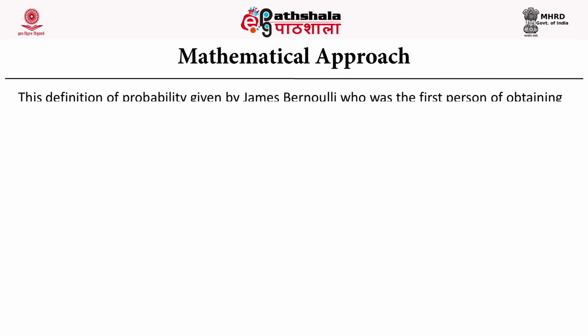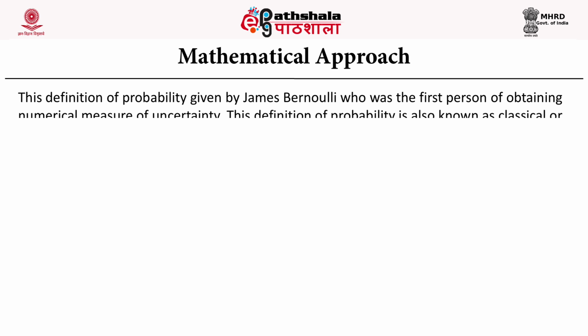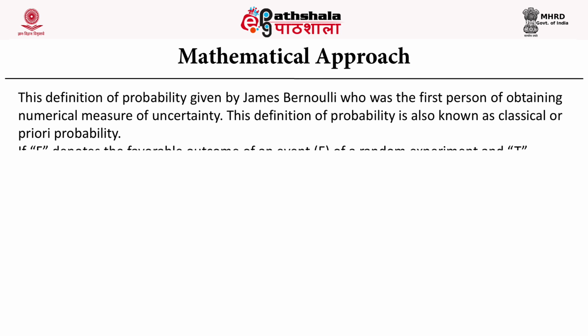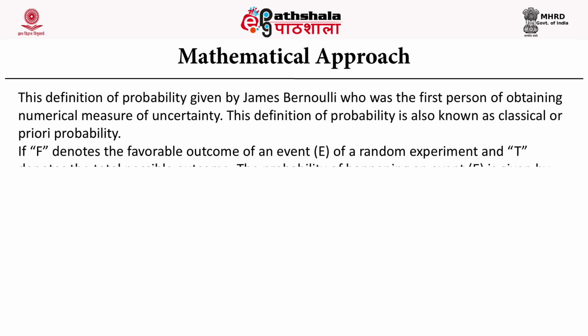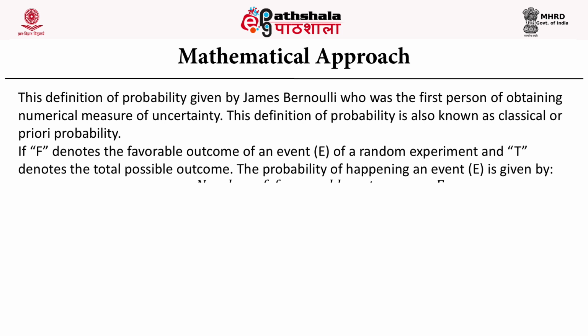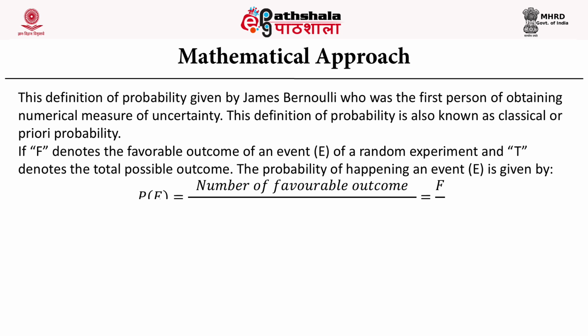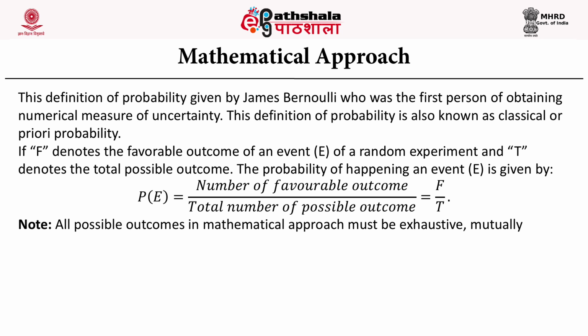Now we will discuss the mathematical approach. This definition of probability was given by James Bernoulli, who was the first person to obtain a numerical measure of uncertainty. This definition of probability is also known as classical or a priori probability. If capital F denotes the favorable outcomes of an event E of a random experiment, and T denotes the total possible outcomes, the probability of happening of an event E is given by the formula: in the numerator, we consider the number of favorable outcomes divided by the total number of possible outcomes. So the probability of E is equal to F divided by T.